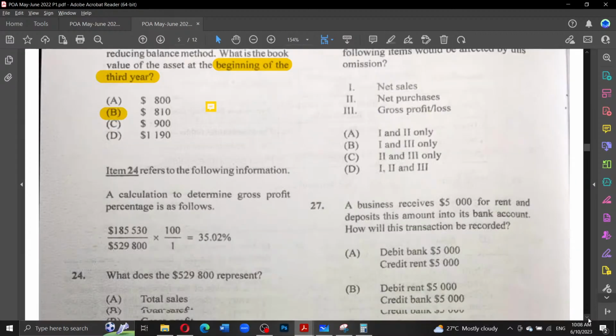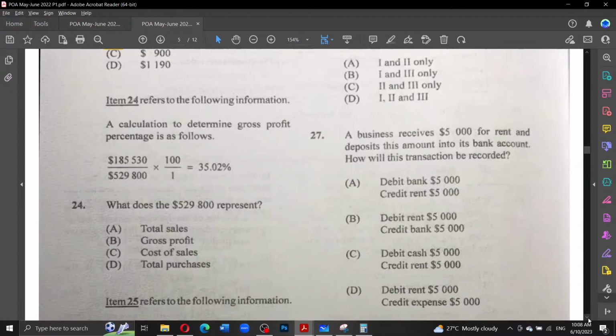Let's move on. Item 24. The following information refers to the following information. A calculation to determine gross profit percentage is as follows. So following the formula, this here at the top, the $185,530, this here is the gross profit. This figure here is the sales, and this here basically you find percentage. What does the 529,800 represent? This here, as I just said, is sales, total sales.